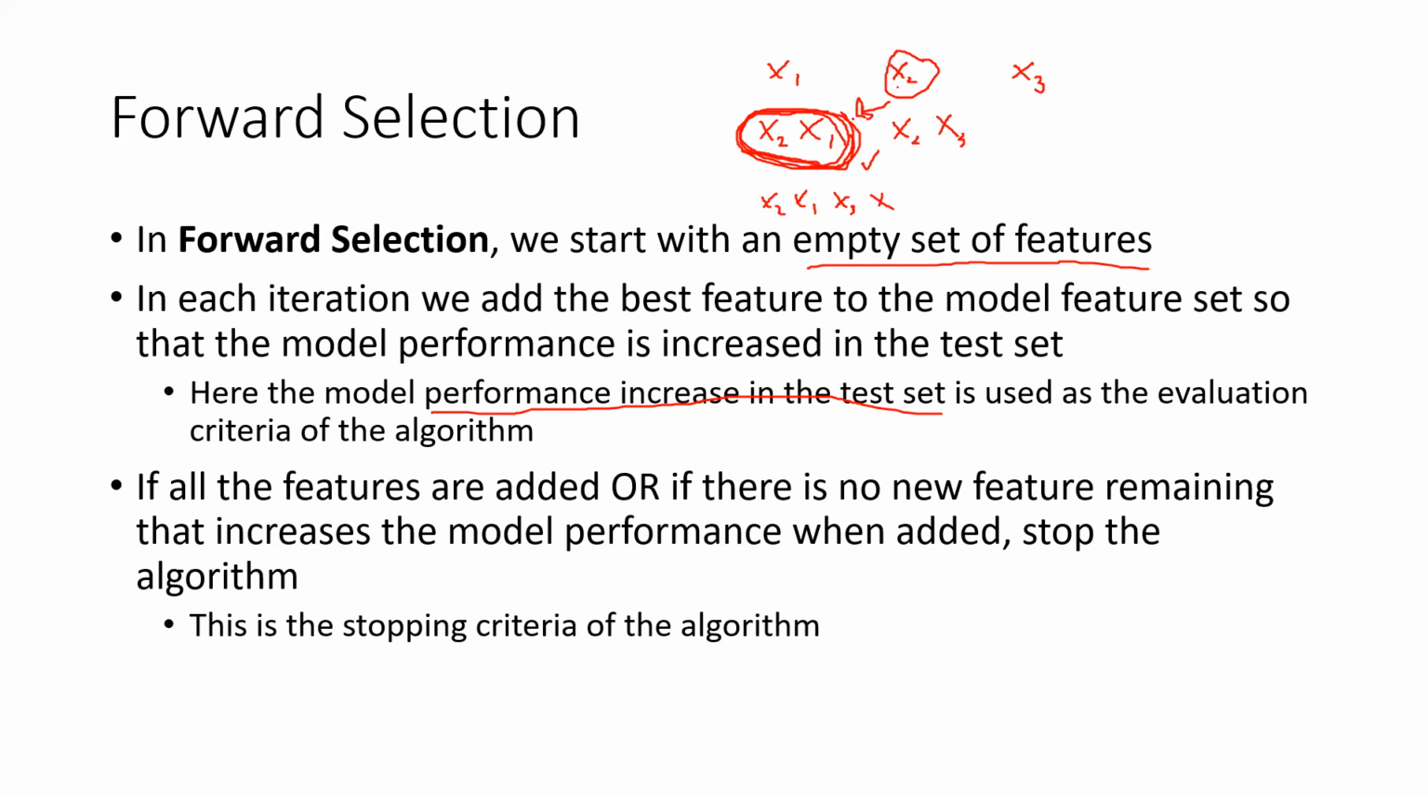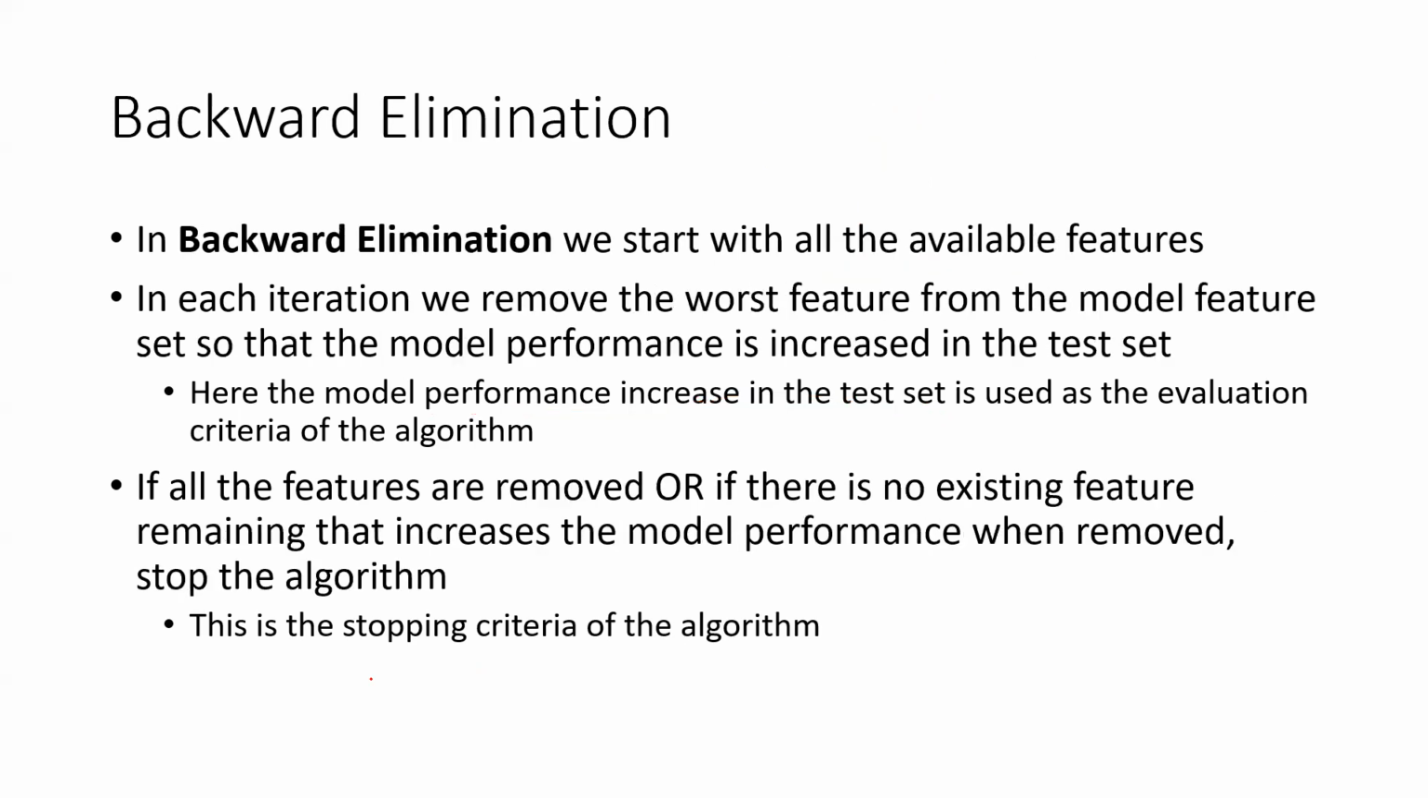So how do you stop this algorithm? That means, for example, after you have taken two variables, or after you have achieved a certain level of accuracy. That can also be changed. That is known as the stopping criteria. Right? So backward elimination is the other way.